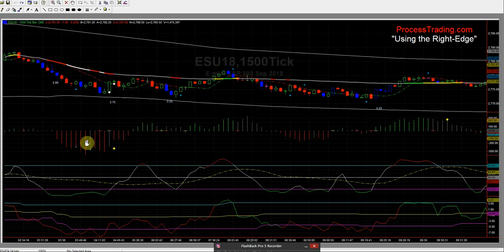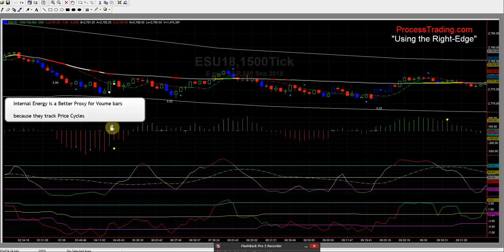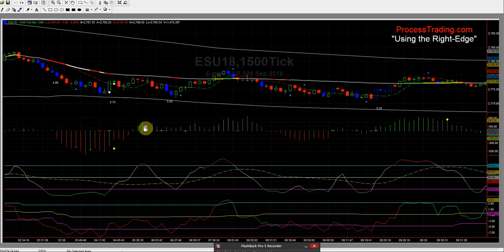But let's look at this internal energy. This internal energy is a proxy for volume. Now, they can tell you about high spike bars and low volume bars and stuff, but they don't track along with the cycles. This internal energy is the energy behind volume, so it's a proxy for volume, but it tells you about the cycles. So let's see what a cycle would look like. This time we're going to look at it from the supply side.